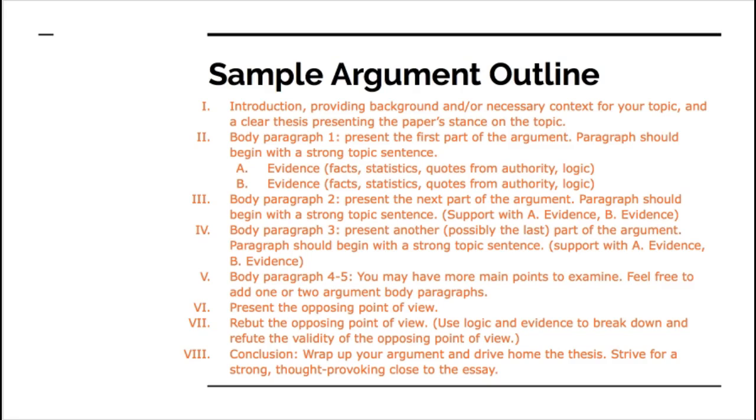In Roman numeral 6, we have present the opposing point of view. Give time to the opposition and just share what their argument is. Give 2 to 3 of their main points of what you found the other side has to say about this issue. And then in paragraph number 7, that's where you pick it apart.